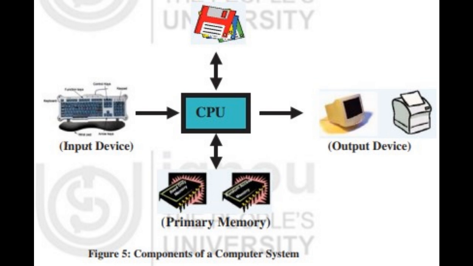Components of a computer system are given in Figure 5. Auxiliary storage device: floppy, pen drive, CD-ROM. Look at the screen. Figure 5. Components of a computer system. 1.3 Central Processing Unit, CPU.